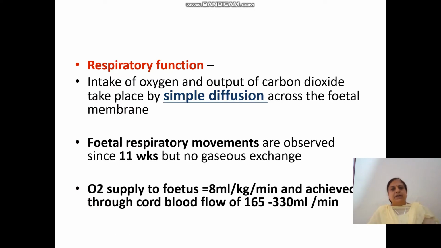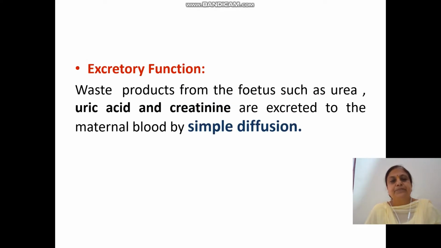Respiratory function: the intake of oxygen and the output of carbon dioxide take place by simple diffusion across the fetal membrane. Fetal respiratory movements are observed since 11 weeks, but the lungs are not open, so there is no gaseous exchange in the lungs. So it is only through the blood that oxygen and carbon dioxide are transported. Oxygen supply to the fetus is approximately 8 ml per kg per minute and is achieved through the cord blood flow of 165 to 330 ml per minute.